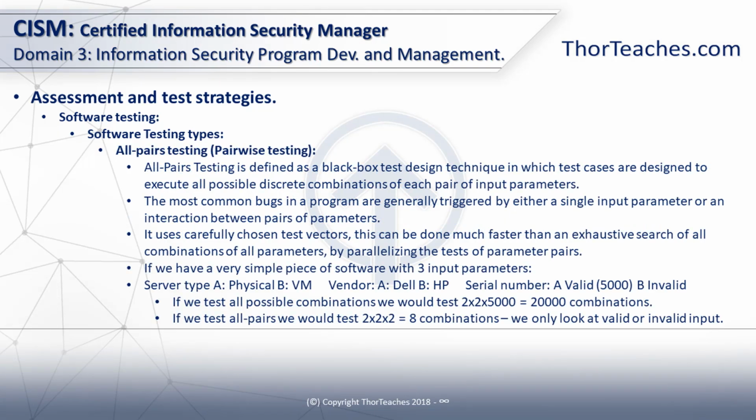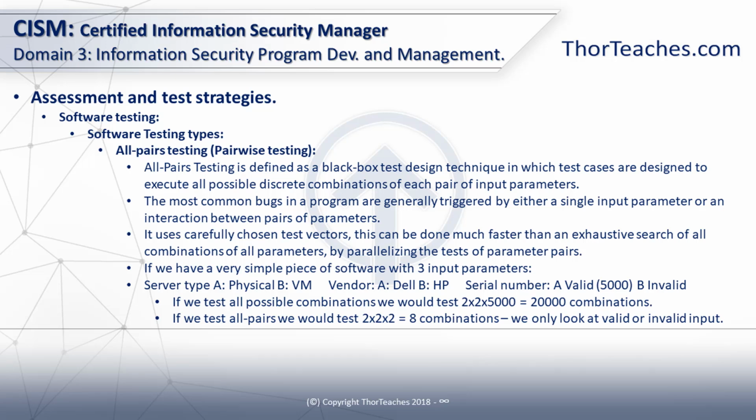All pairs testing or pairwise testing is a type of software testing that is much smarter than simply testing every possible input. And it's defined as a black box testing technique where the test cases are designed to execute all possible discrete, and the keyword here is discrete, combinations of each pair of input parameters. And what that really means is, it does not test every possible combination, but it tests the ones that make sense. Because the most common bugs in programs are normally triggered by either a single input parameter or an interaction between parameter pairs. If we have a very simple piece of software, for example, only 3 input parameters.